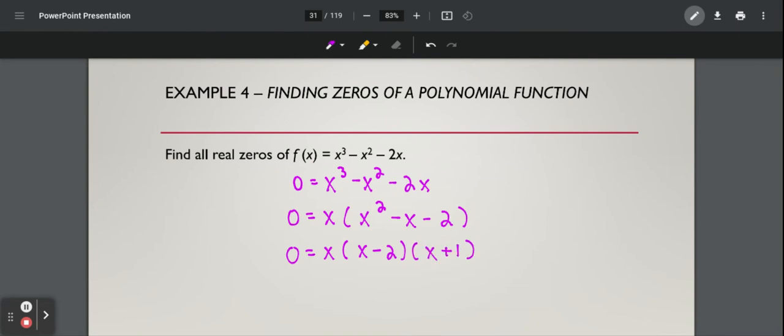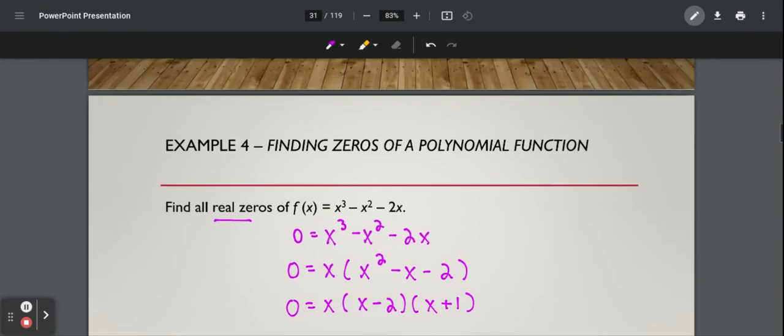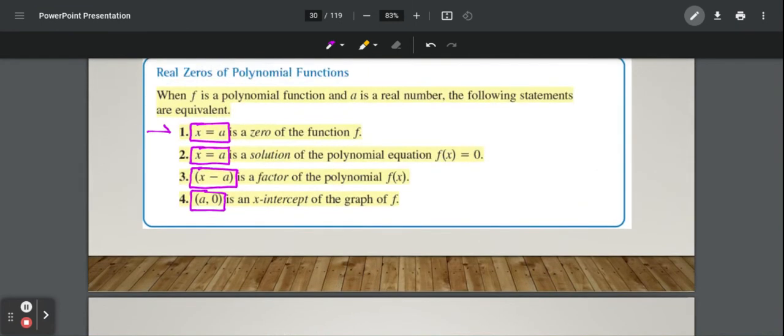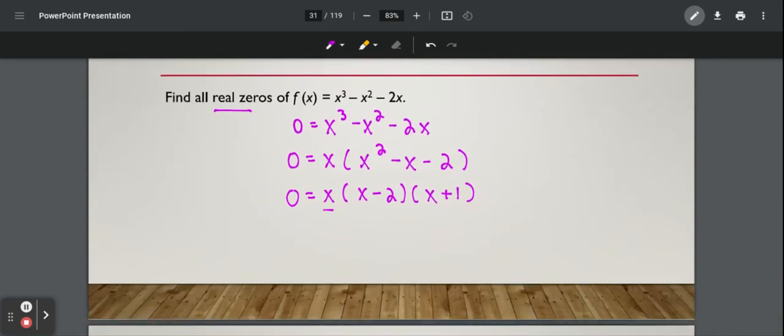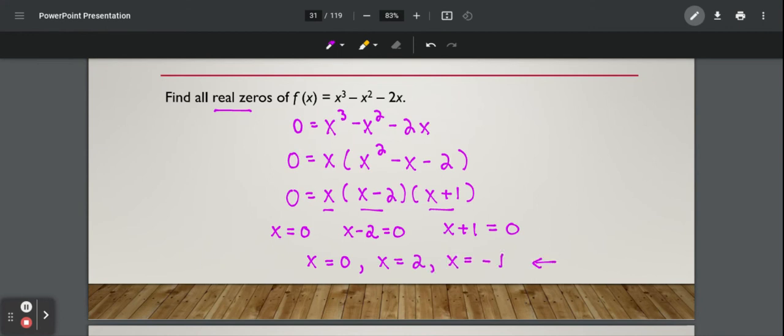So this is factored form, but it asked us for real zeros. If we go back to the slide, remember real zeros should be in the x equals some value form. So we have to set each factor equal to 0. We have 3 factors here. So we would say x equals 0, x minus 2 equals 0, and x plus 1 equals 0. Now when we solve for x, we get x equals 0, x equals 2, and x equals -1. And those would be the zeros. So you have 3 real zeros, which, if you go back, was a third degree polynomial. So that works with the rules.